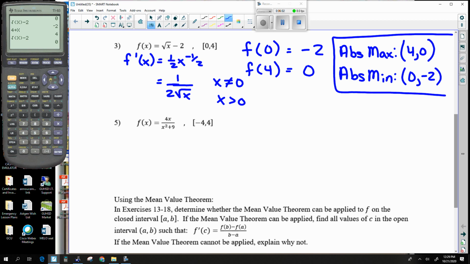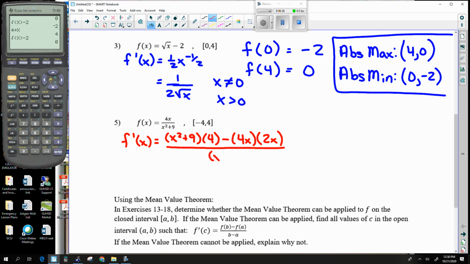All right, last but not least, number 5. Okay, here we go. So the derivative in this situation is bottoms up: derivative of the top, minus, leave the top alone, derivative of the bottom, all over the bottom squared.